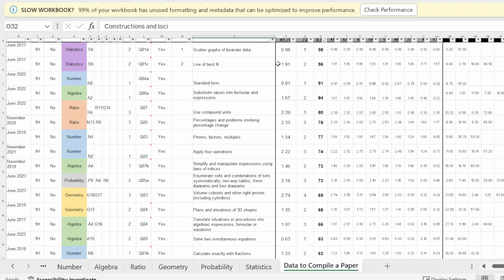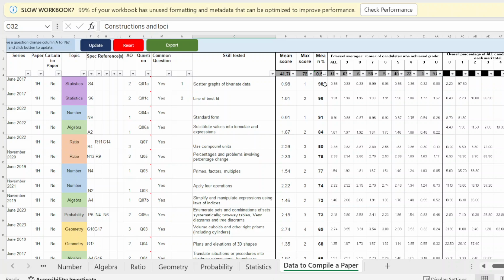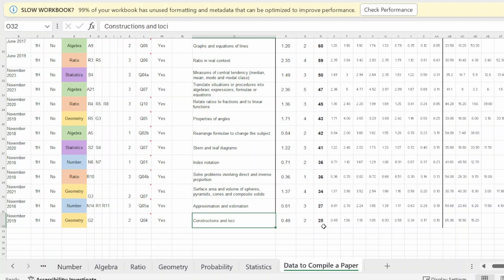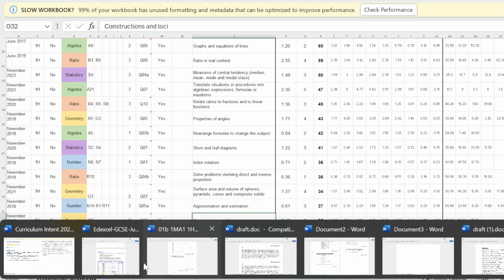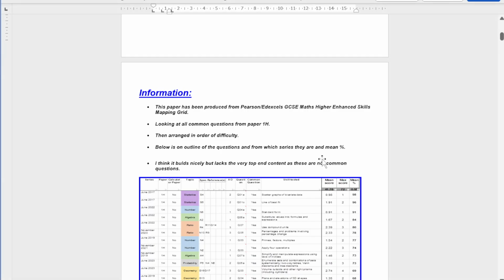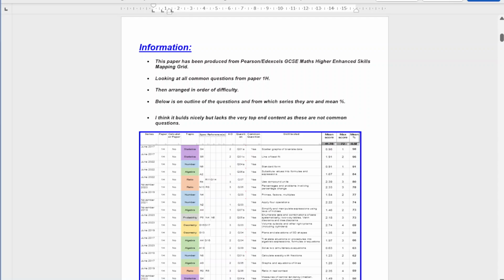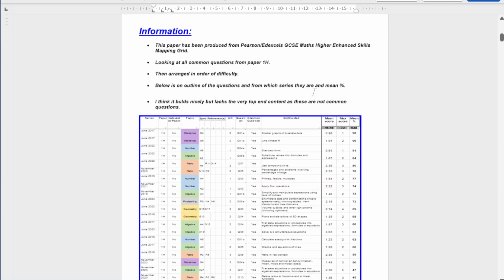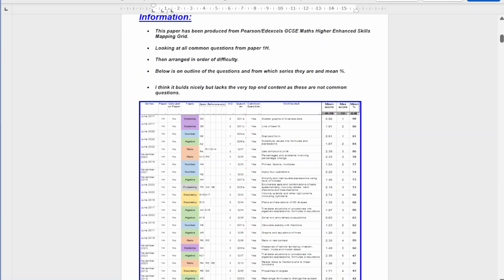So you've got questions ranging from students getting 98% on the higher, all the way down to 25%. So I think it's quite a decent paper. Having reviewed it, having post-written it, I think it does lack a few of the top end skills. So you'd use grade 8, grade 9 questions, but they're not common questions, so I wouldn't necessarily expect to have picked up many of those, based on the way that I produced this paper.